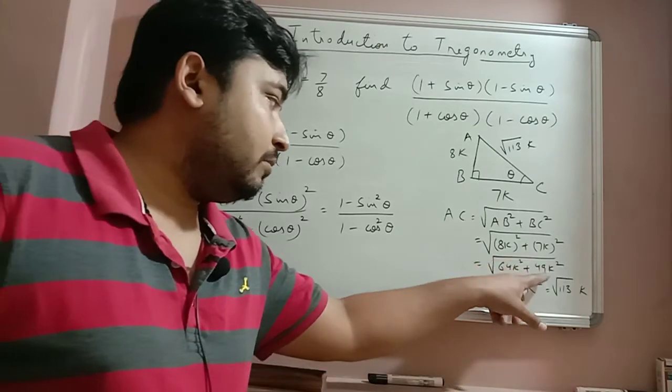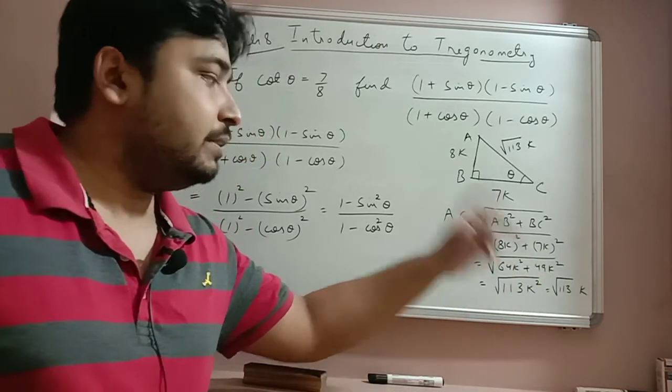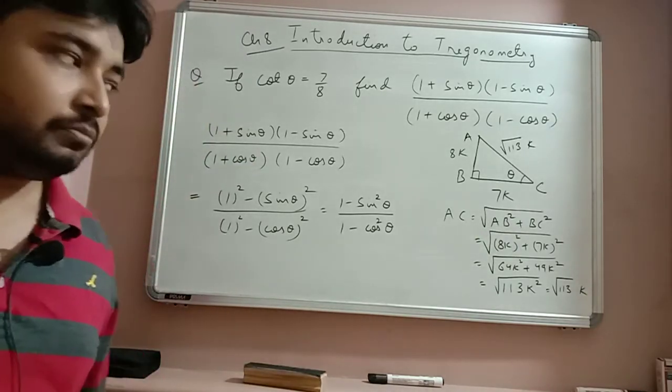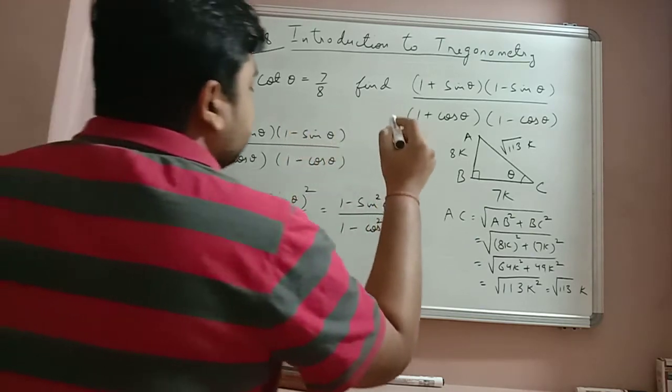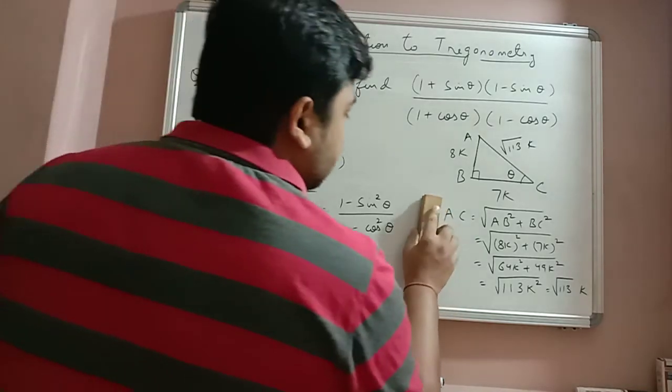Let me just check the calculations. 9 4 13 1 10 11, yes, 113, root 113 k. Now we know that... I need space, so I'm rubbing this.